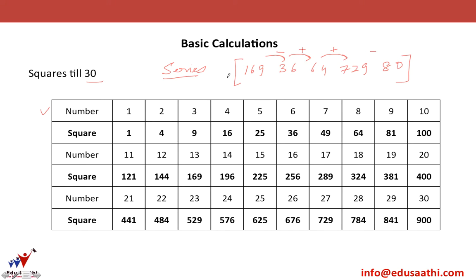But if you know the squares of numbers till 30, you can easily point out that 169 is nothing but 13 square, 36 is 6 square, 64 is 8 square, 729 is 27 square, and 80 is not a square. So the odd one out is this number here.